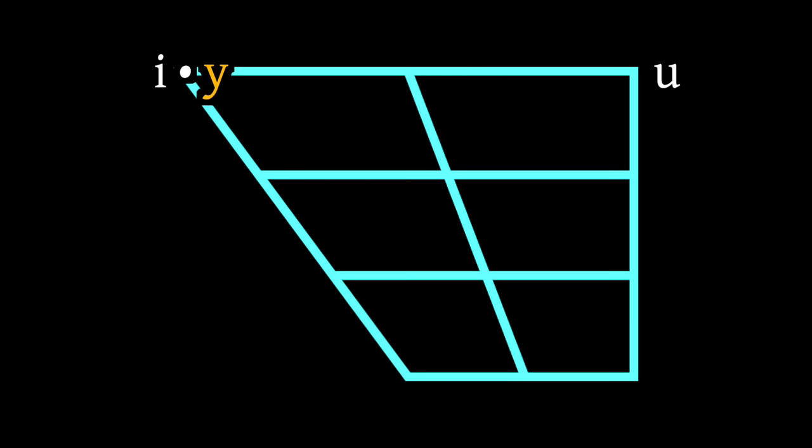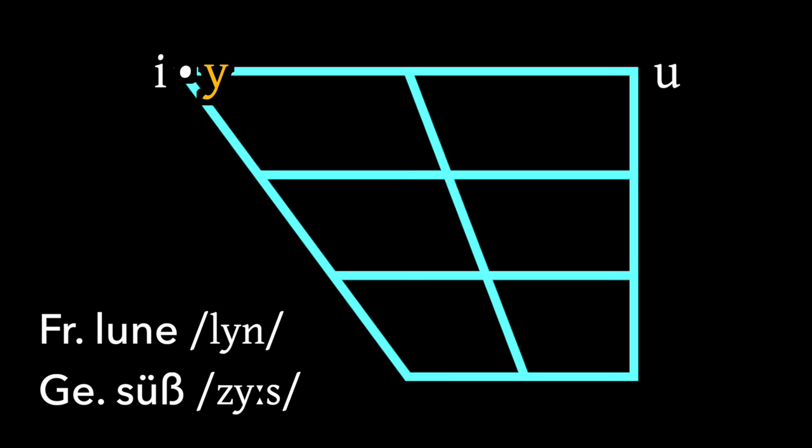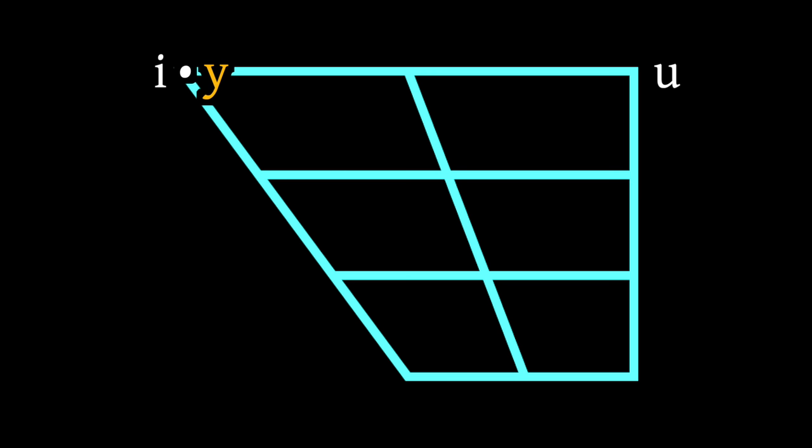And in French, it's like la lune, the moon, as well as German süß, which is sweet. This vowel sound occurs in lots of ancient Greek words, for example, in the word sü, which is you. By convention, rounded versions of vowels are placed to the right on this chart. So the unrounded version, I, on the left of the axis, and the rounded version, U, on the right of the front axis there. Well, wait a minute.